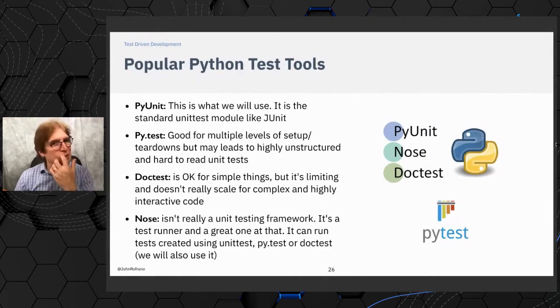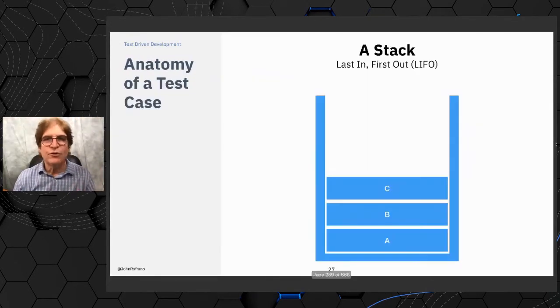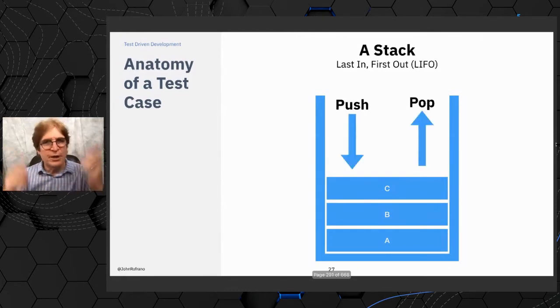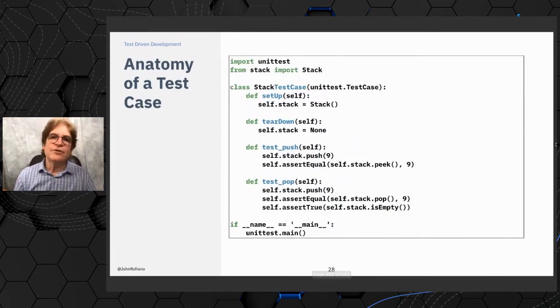There's a bunch of test suites. PyUnit is the one we're going to use. There's PyTest and DocTest. We're going to use Nose. So here's an example of a test case, right? So everybody knows what a stack is, right? Last in, first out, push something on it, and then pop something off it. So here's the test case for a stack, right?